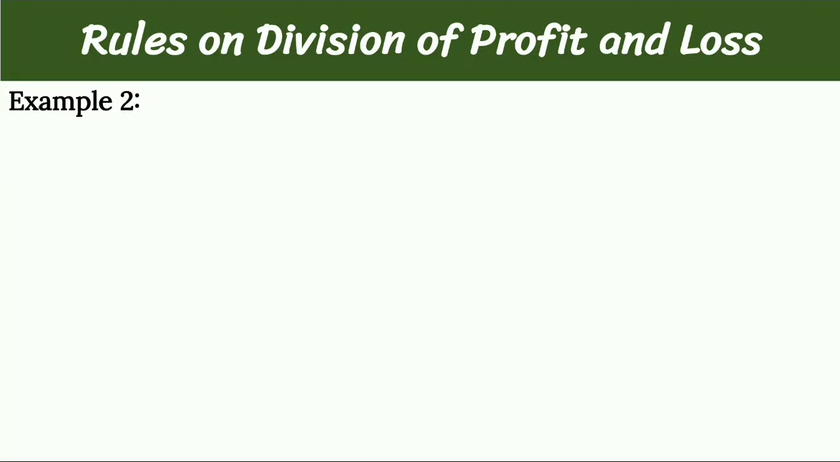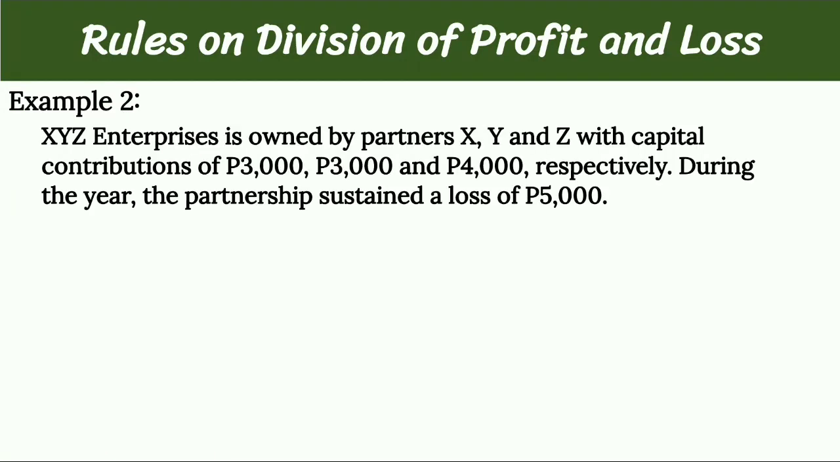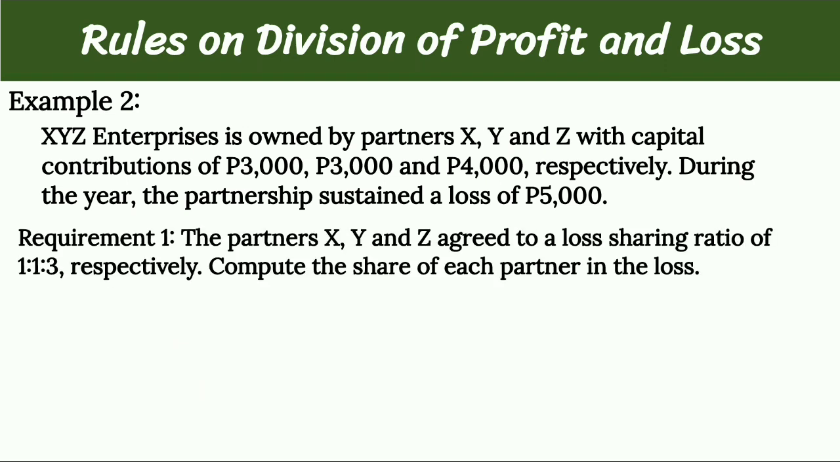Next, example number 2, XYZ Enterprises is owned by partners X, Y, and Z with capital contributions of 3,000 pesos, 3,000 pesos, and 4,000 pesos respectively. During the year, the partnership sustained a loss of 5,000 pesos. Requirement number 1, the partners X, Y, and Z agreed to a loss sharing ratio of 1 to 1 to 3 respectively. Compute the share of each partner in the loss.